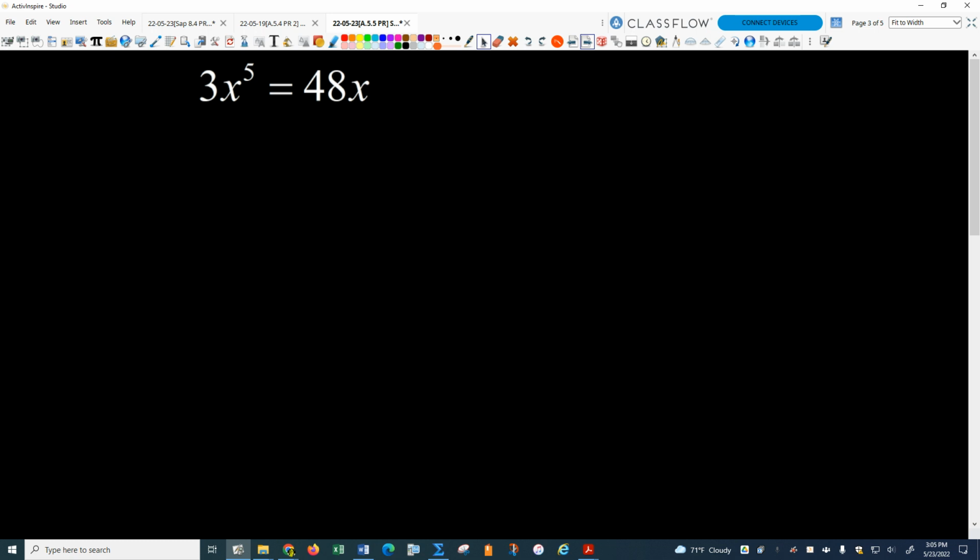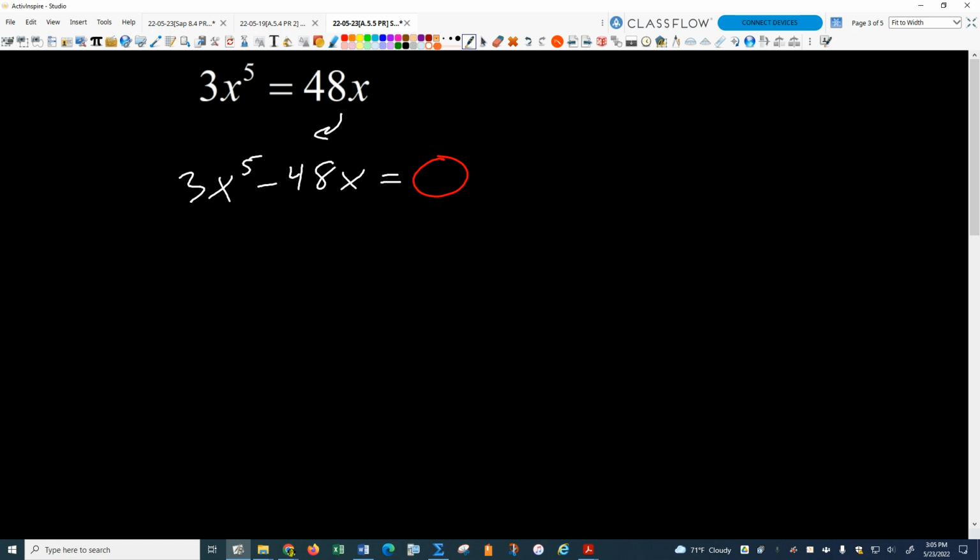What do we always do first when we're solving a polynomial equation? Yeah, set it equal to 0, right? We've got to put it in standard form. So in this case, we want to make the leading term positive, which it already is on the left side. So we'll just subtract the 48x over to the left side. And that's going to give us 3x to the 5th minus 48x equals 0. Okay, good. First step, always set it equal to 0.